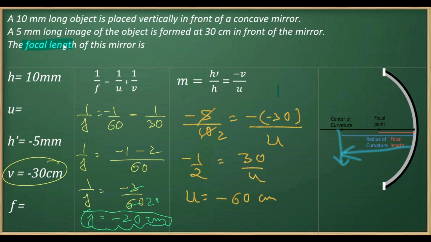So the focal length, which we had to find out, is minus 20 centimeter. And the negative sign confirms that it is a concave mirror, because in the case of a concave mirror, f is negative. This distance is negative, to the left of the mirror.